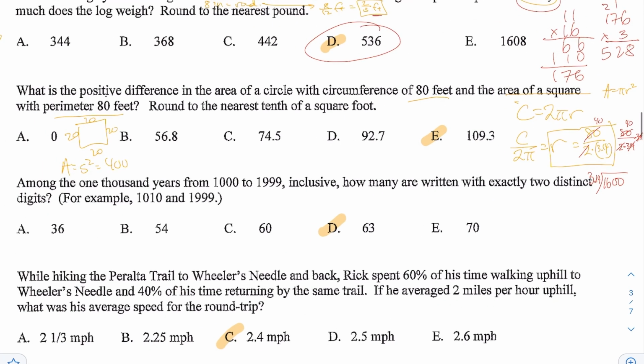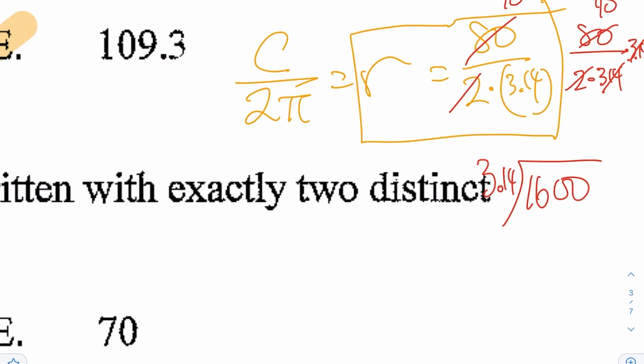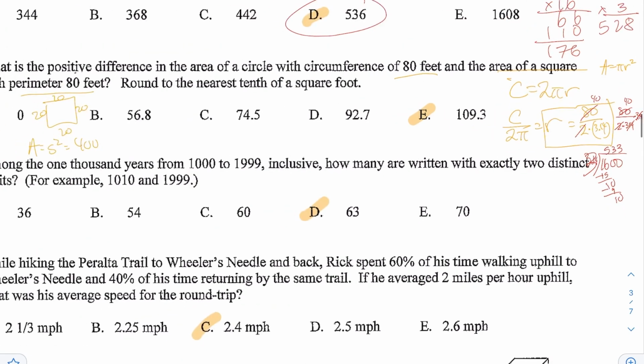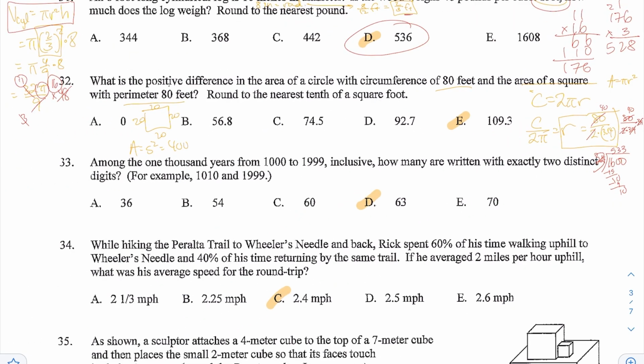So here you can divide. Now here you can probably just estimate, so if you just do 1600 divided by 3, it's like 533. So 533 minus 400 will be about 133, so it should be less than 133. So choice E is the closest to that.